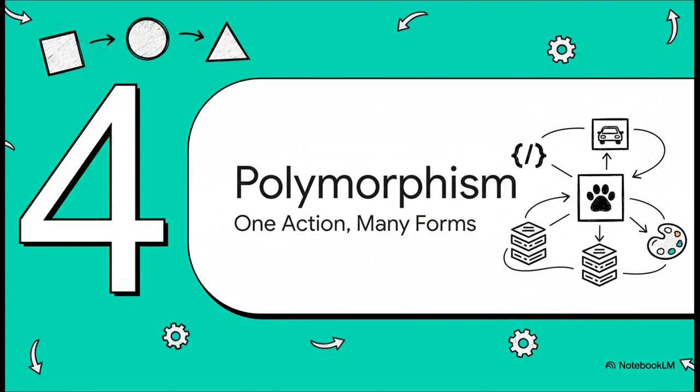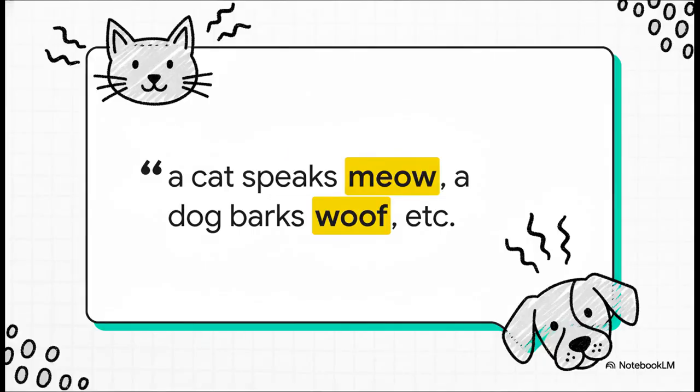It's called polymorphism, which literally just means many forms. But the concept itself, it's actually super simple. Think about it like this. You can tell a bunch of different animals to speak. The action is the same, speak, but the result is totally different, right? A cat meows, a dog barks. One action, many different outcomes.